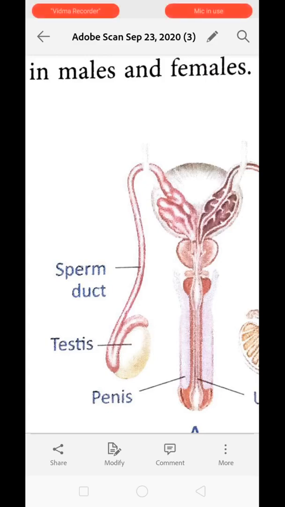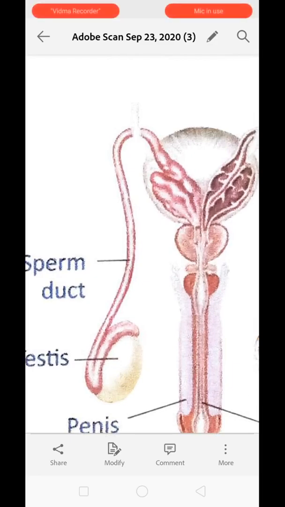As we are having a pair of testes, we are having a pair of sperm ducts as well. A pair of sperm ducts carries sperm to the urethra. From testis to urethra, it is carried by the sperm duct. The urethra passes through the penis and opens at its tip. Clear? Sperm duct only carries the sperm from testis to penis.